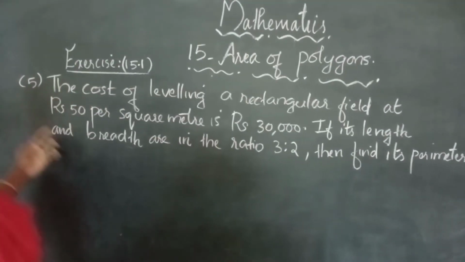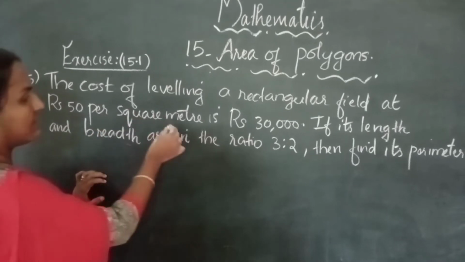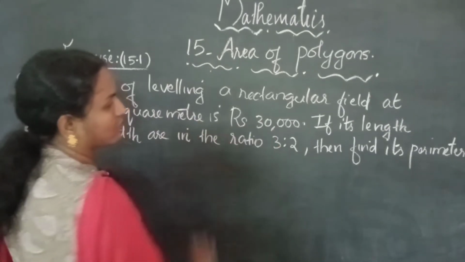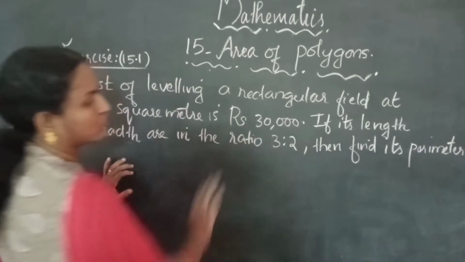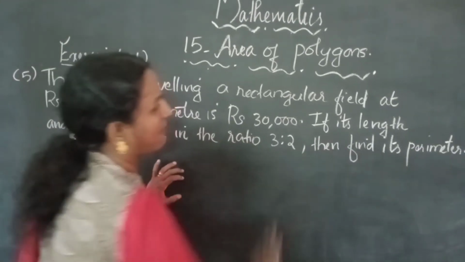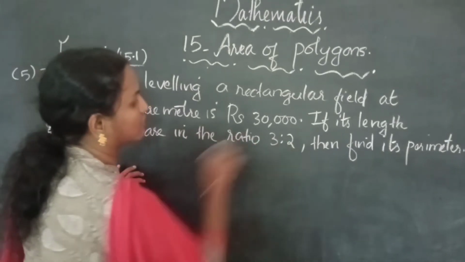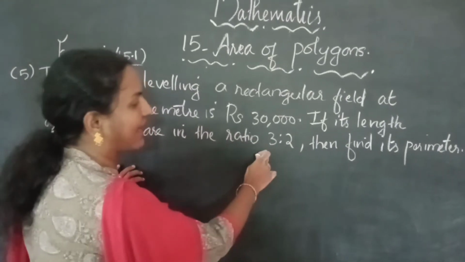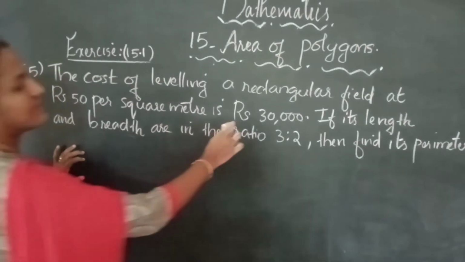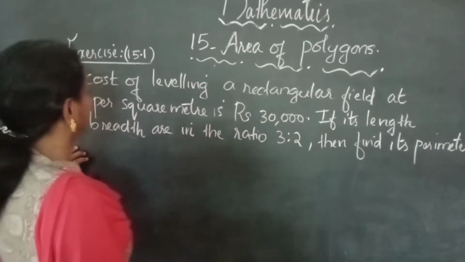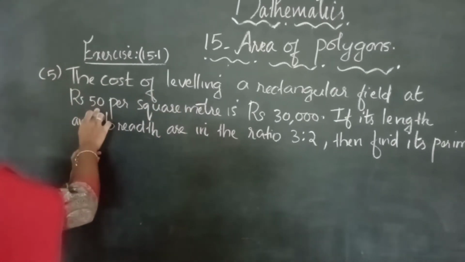Then question number 5. The cost of leveling a rectangular field at rupees 50 per square meter is rupees 30,000. If its length and breadth are in the ratio 3:2, then find its perimeter. Length and breadth are in the ratio 3:2, so let the length be 3x and the breadth be 2x. The cost is given, rupees 30,000. That means the cost of 1 square meter is rupees 50.